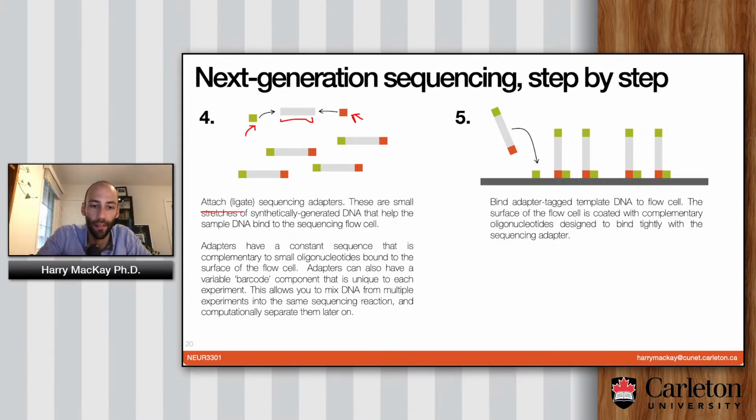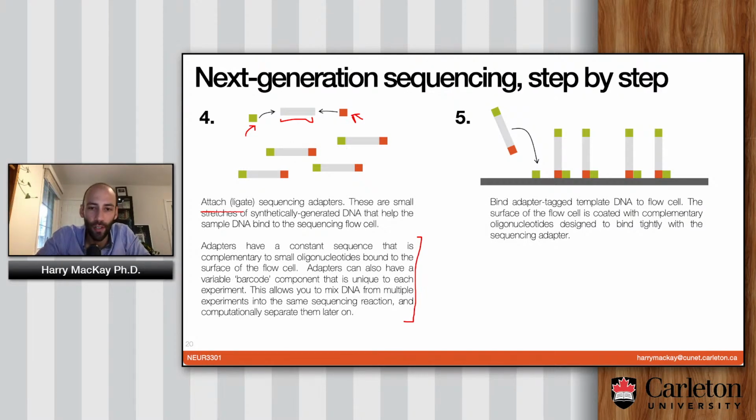Now, adapters can also have inside of them a barcode component that makes every fragment of DNA uniquely identifiable. This allows you to mix different samples together in the same flow cell, because as long as they're barcoded differently, you can pick that up when you're doing the analysis and kind of digitally dissect them and figure out which data came from which samples. Anyway, this adapter ligation is a key part of it.